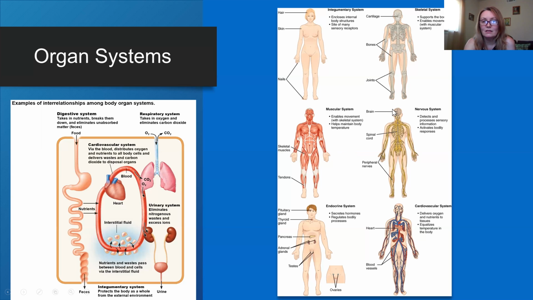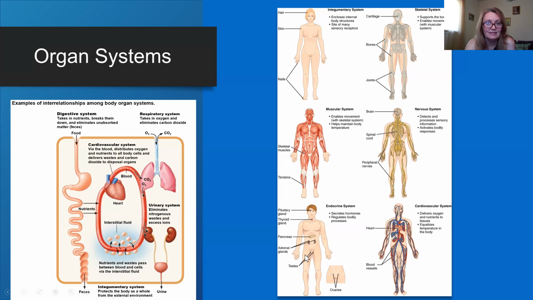So the nervous system, some organs are the brain, spinal cord, and peripheral nerves, and functions would include detecting and processing sensory information and activating bodily responses. So really what the nervous system does, it processes sensory information and sends out motor information to your muscles and your glands, right? That's the nervous system.